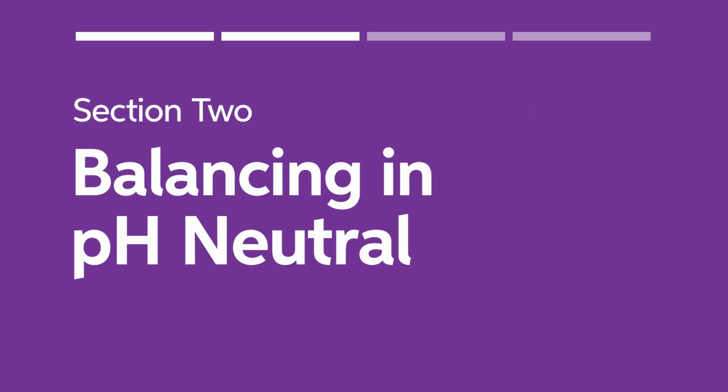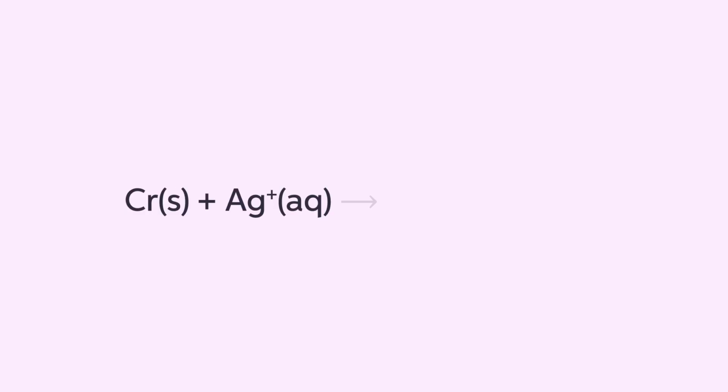Many common redox reactions take place in an aqueous solution, so we need to consider the pH of that solution. A neutral aqueous solution has a pH of 7. It is neither acidic nor basic. Here we have a simple redox reaction between chromium metal and the silver 1 cation.